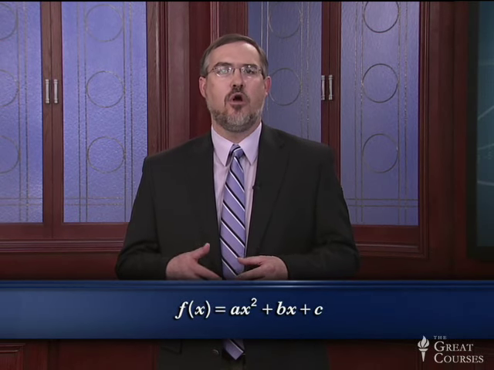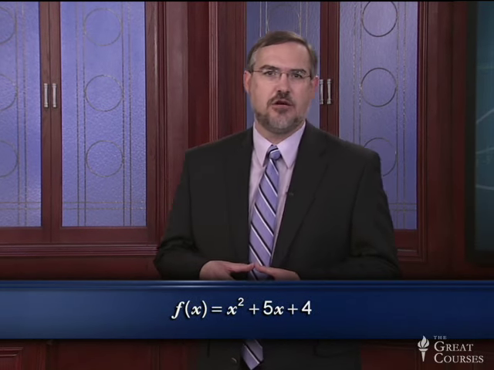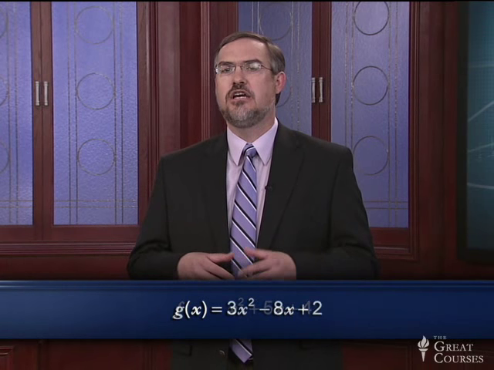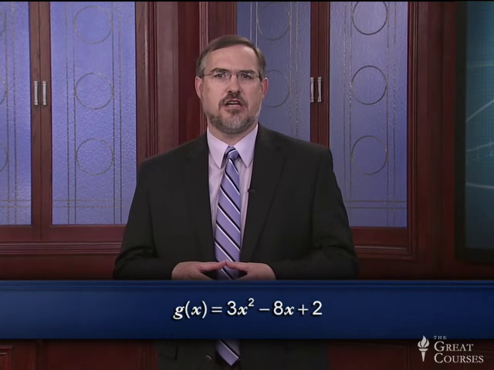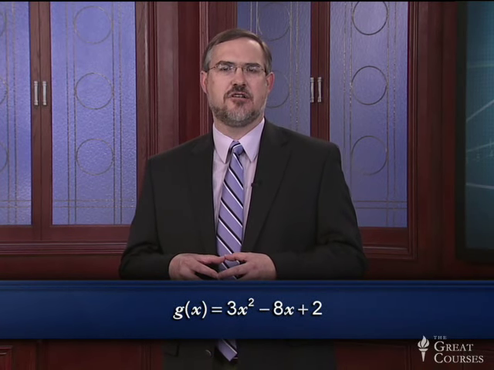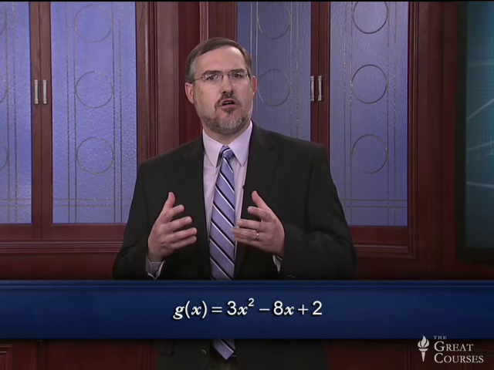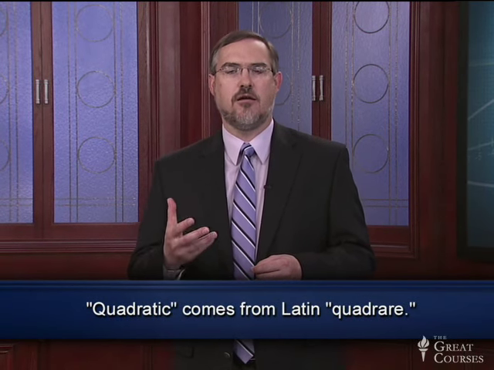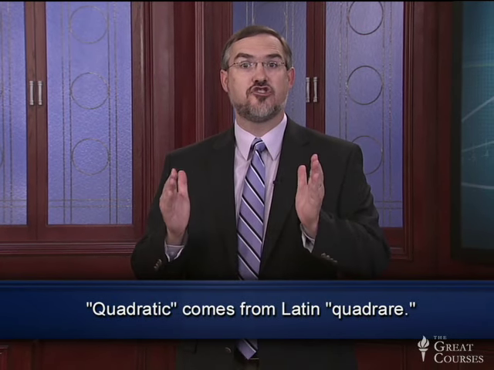So, for example, we might think of f of x equals x squared plus 5x plus 4, or g of x equals 3x squared minus 8x plus 2. These are called quadratic functions. The term quadratic comes from a Latin word, quadrare, which means to make square. And we sometimes refer to x to the power of 2 as x squared.